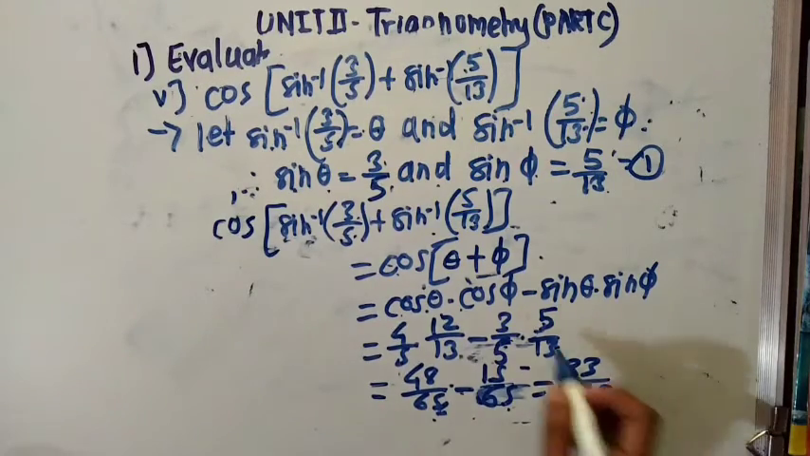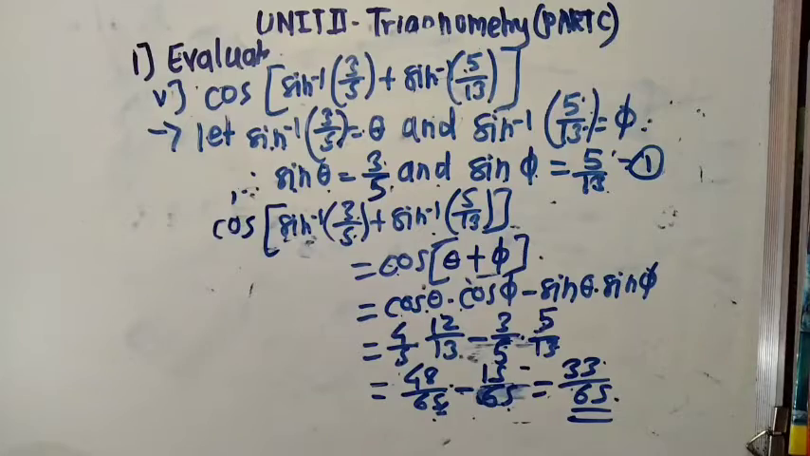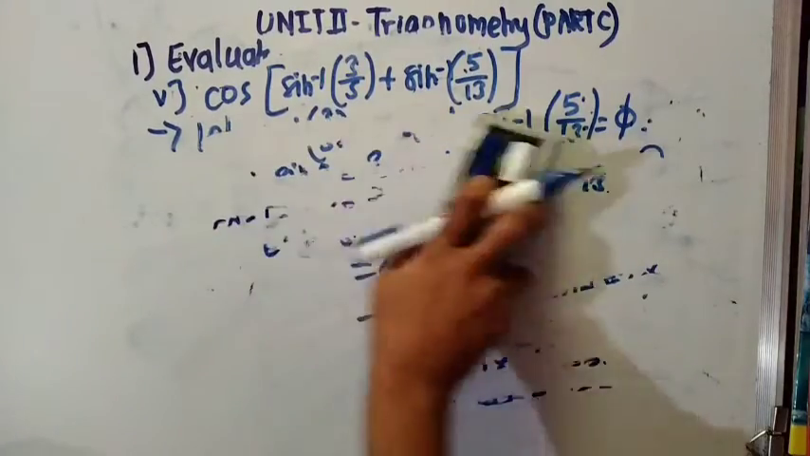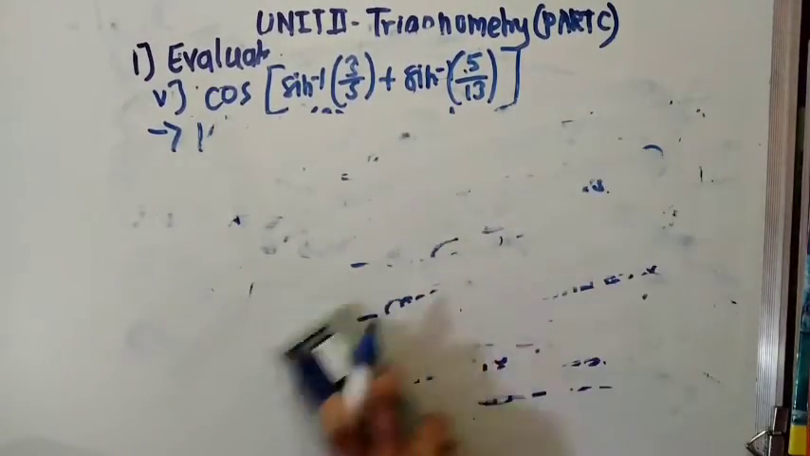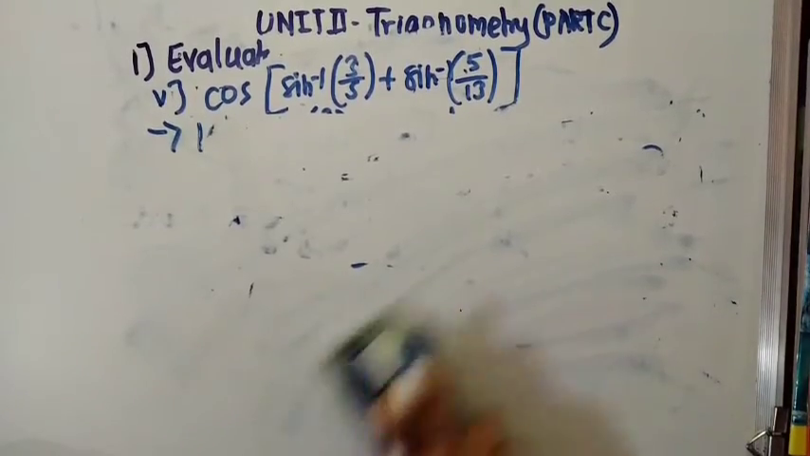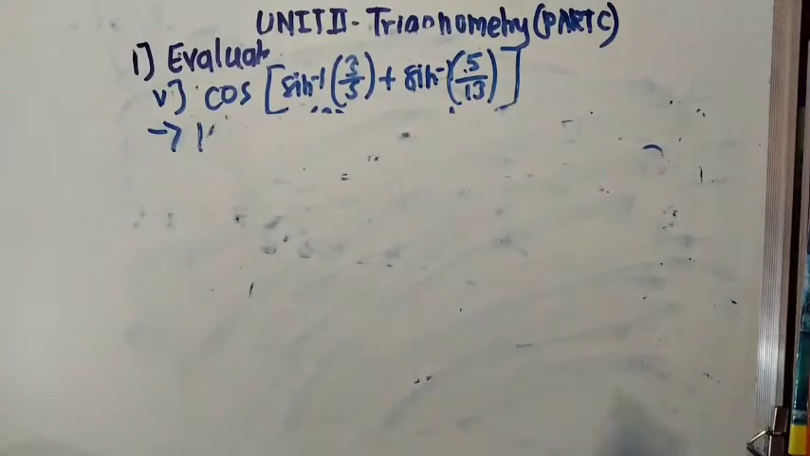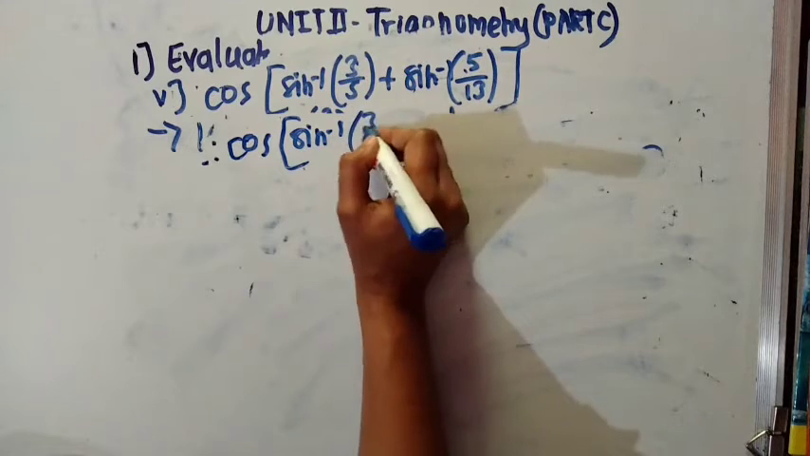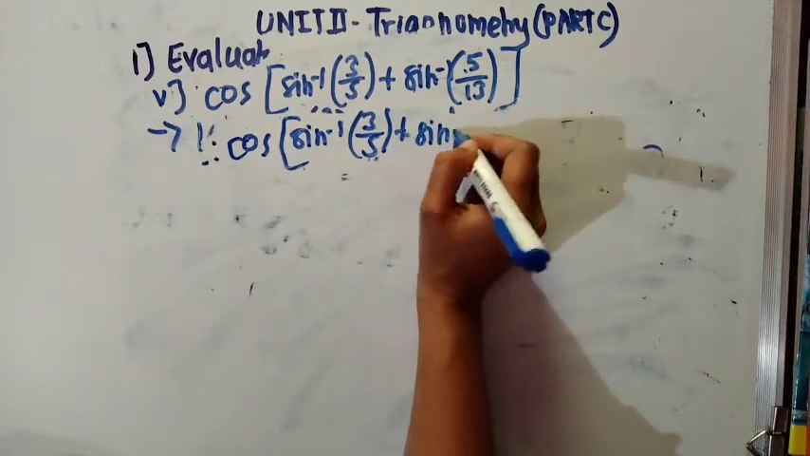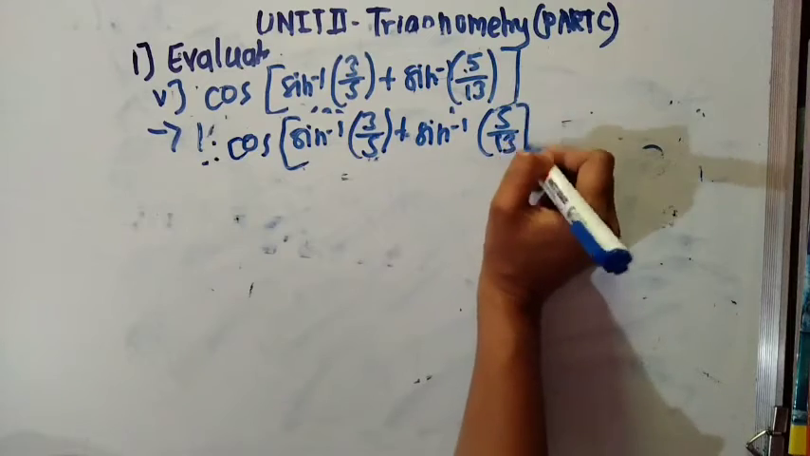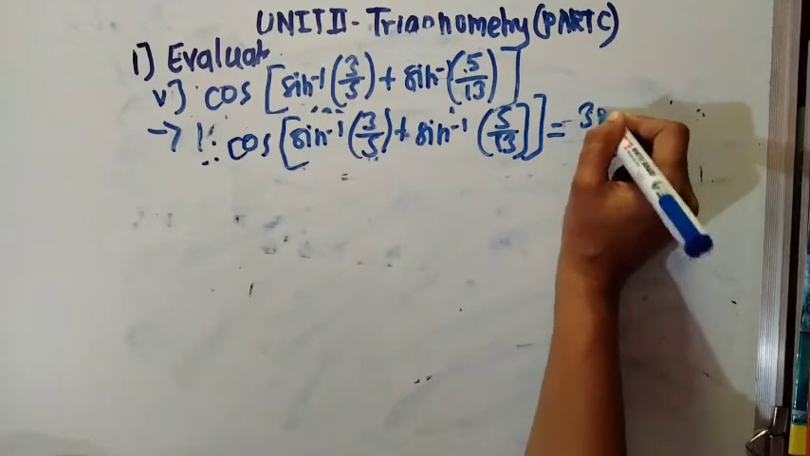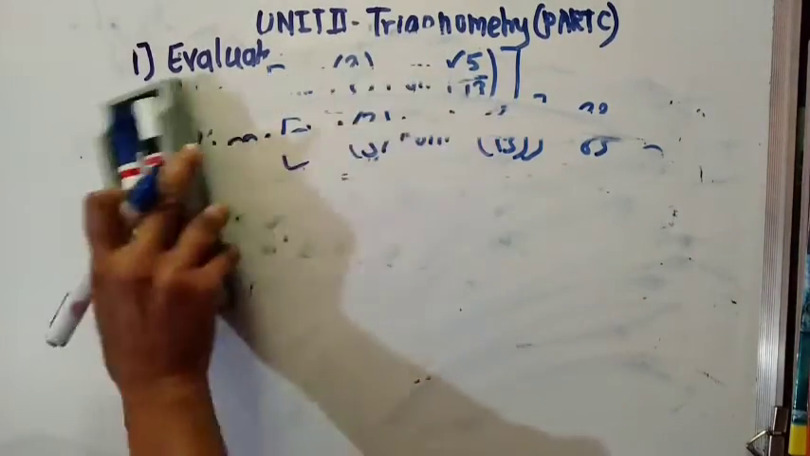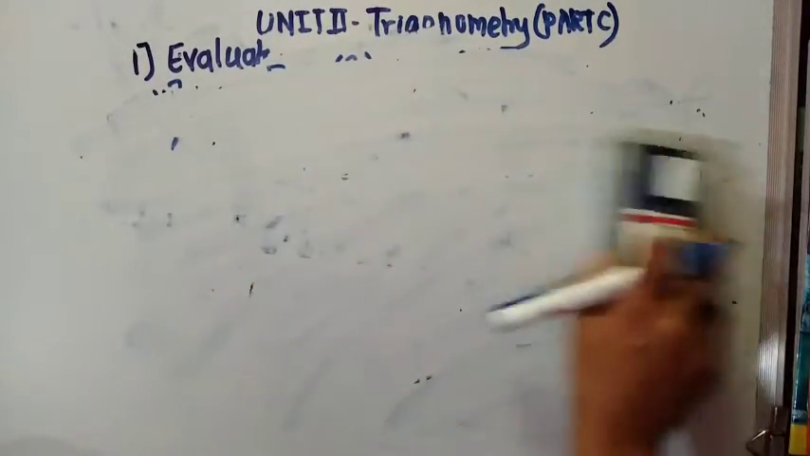Hence this answer is 33 upon 65. Hence, cos of sin inverse of 3 upon 5 plus sin inverse of 5 upon 13 is equal to 33 upon 65. Then we give the next example.